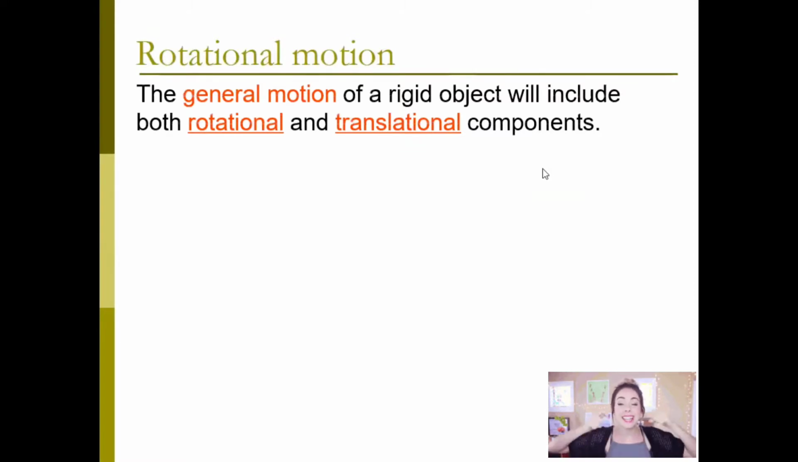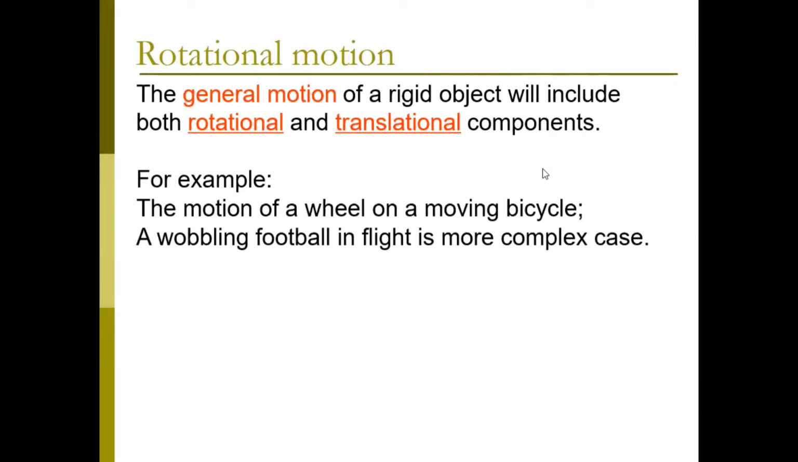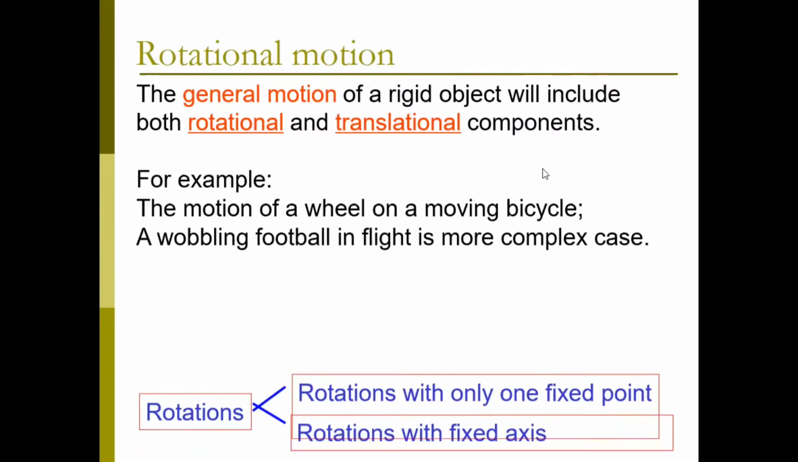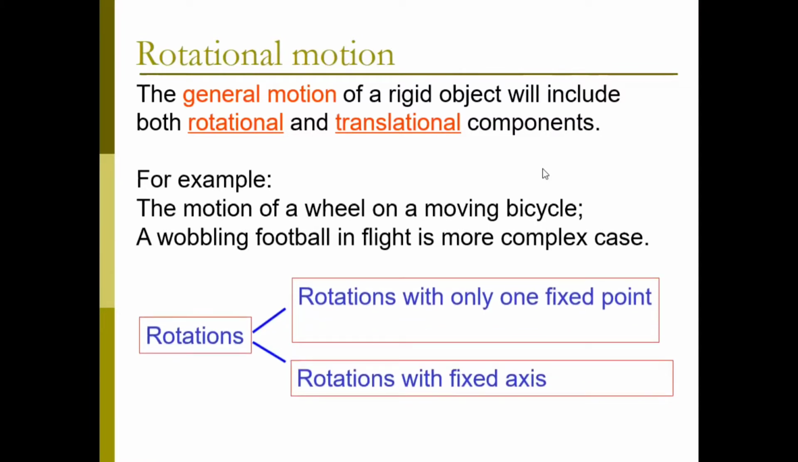Rotational motion. The general motion of a rigid object will include both rotational and translational components. So, for example, the motion of a wheel on a moving bicycle, or a wobbling football in flight, is a more complex case. So, when we say rotation, it's either rotation with only one fixed point or rotation with fixed axis. So, yun po yung dalawang rotation.